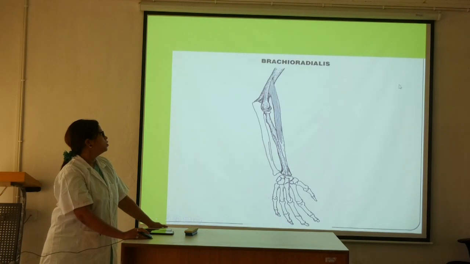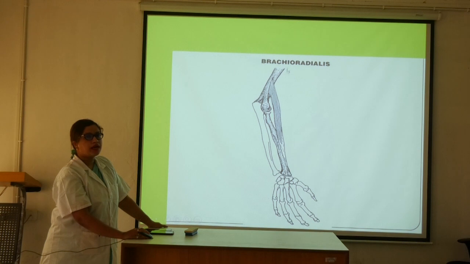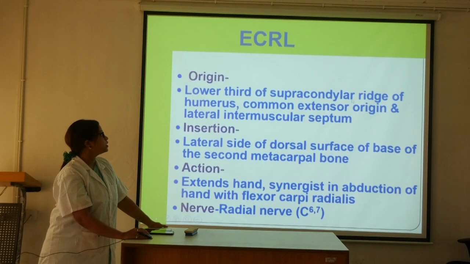So see, this is the brachioradialis. It is coming from the brachium, meaning from the arm, and it is inserted to the styloid process of the radius. That's why the name brachioradialis. The next one is ECRL.